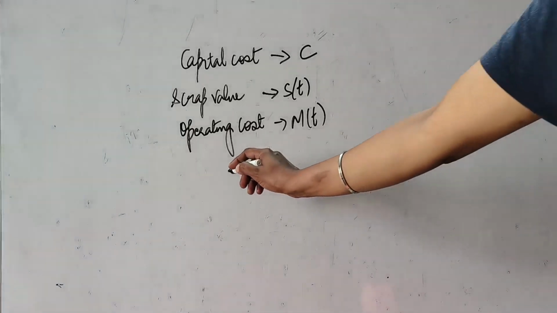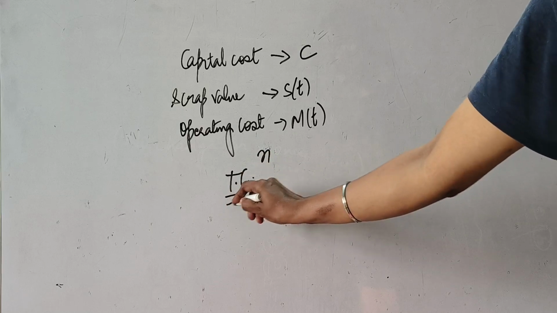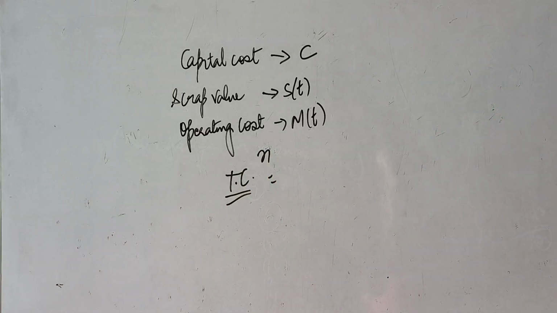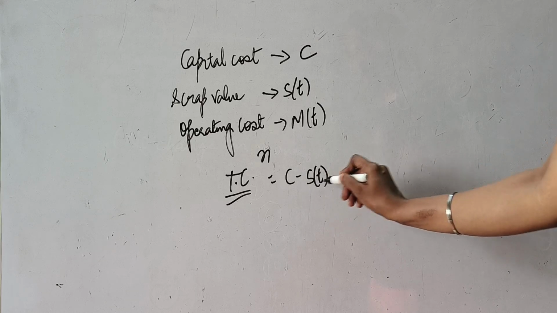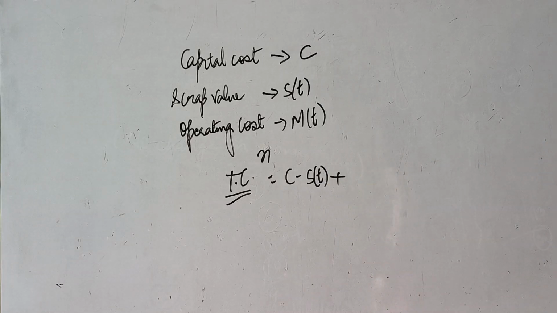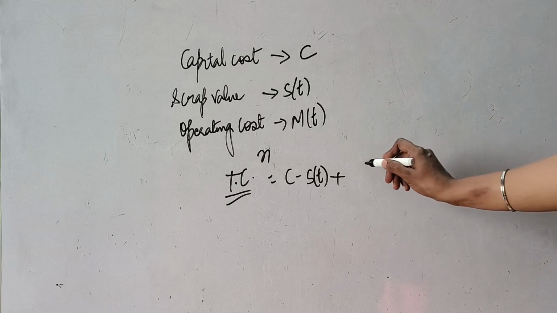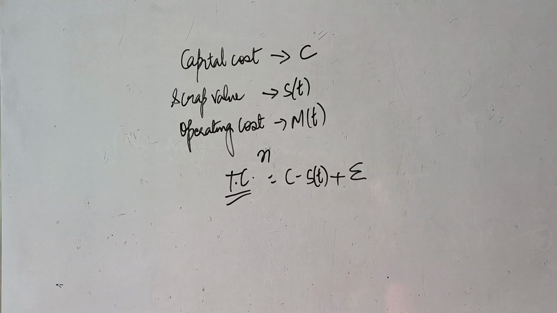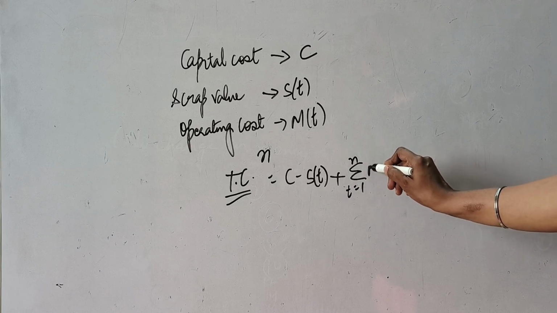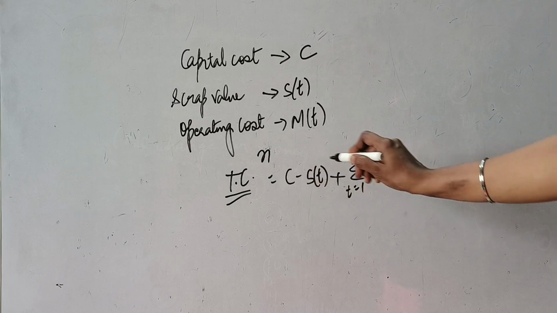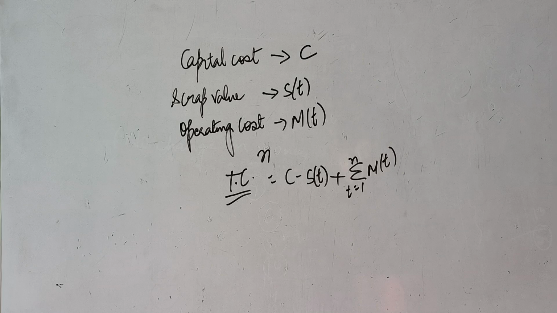And the total cost of an asset, to take a decision whether to replace it or not, will be dependent upon the capital cost minus the scrap value. This will be the first cost, and to this we are going to add the maintenance cost for n number of years. So the maintenance cost will be the summation from T1 to n, which will be added. This is going to give us the conclusion whether we have to replace the asset or not.